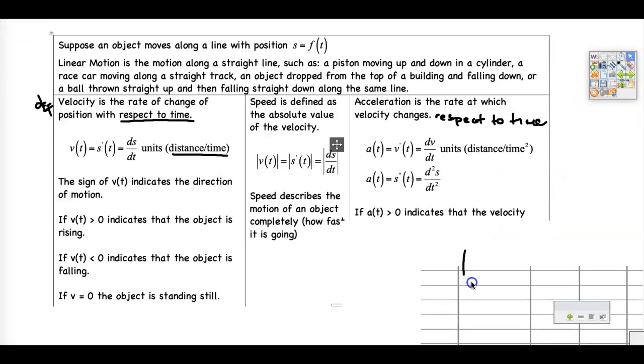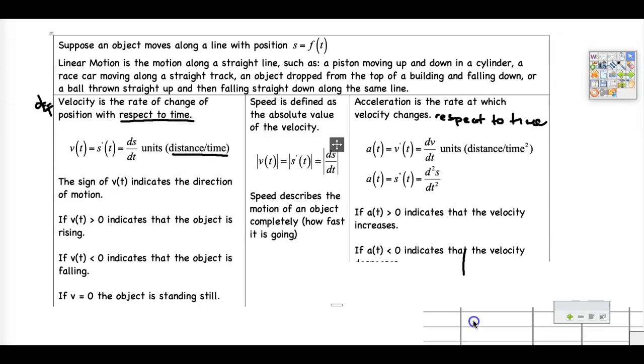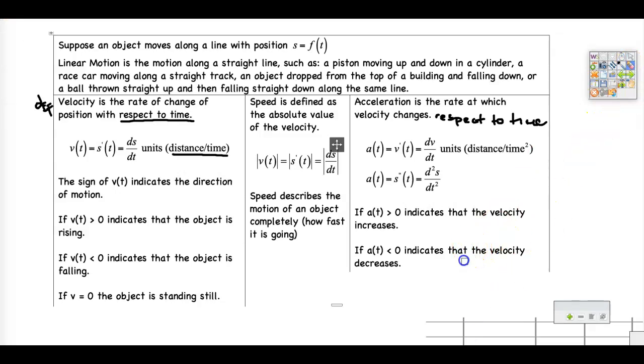And then one other interesting fact is that if acceleration is greater than 0, it's going to indicate that your velocity is increasing. And if your acceleration is less than 0, then your velocity is going to be decreasing. So this is just a snippet of what I proposed on your handout that I gave you. Another thing that I want to talk about here is another reason why we use the first derivative.